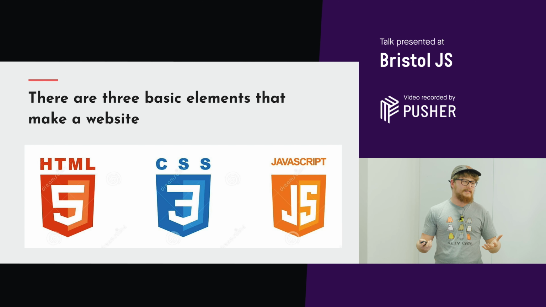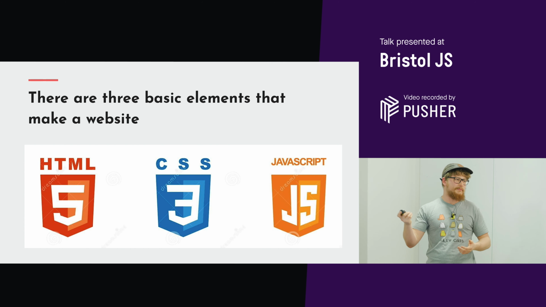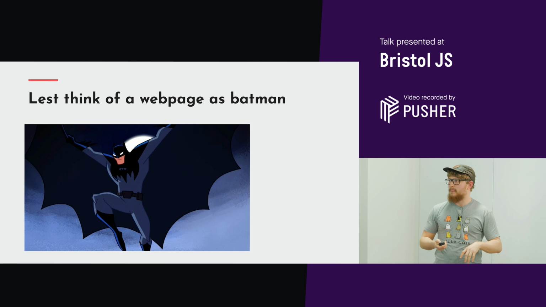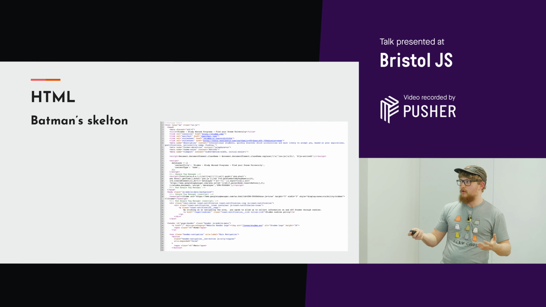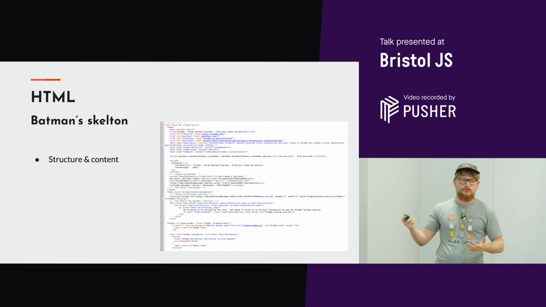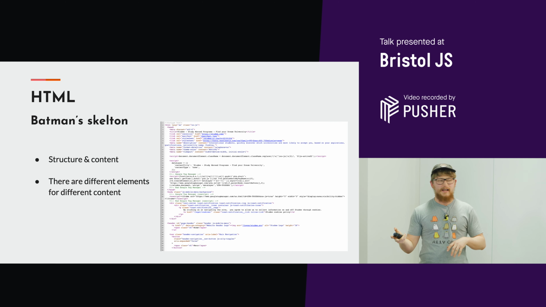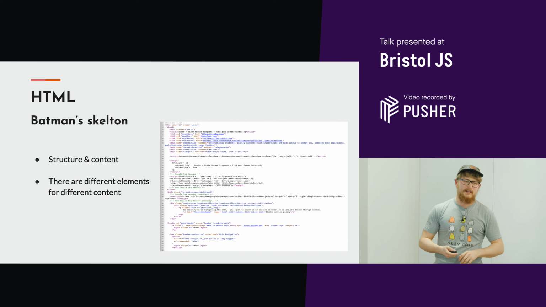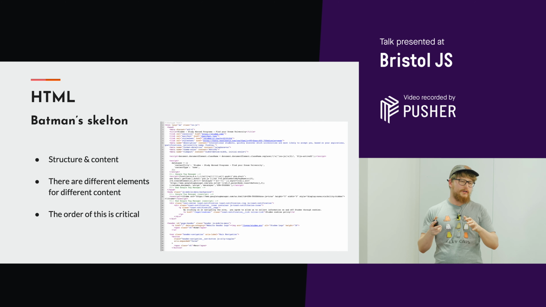For me, there's 3 basic elements that make up a website. We've got HTML, CSS, and JavaScript. And if we think of these as Batman, HTML would be a skeleton. So it's a structure and the content. We've got specific elements, these specific jobs, a paragraph element for a paragraph, different header elements for different types of heading. And the order of this is really important. So if you had a book, and on the front cover was the title for the first chapter, where the title for the first chapter was the title of the book, it wouldn't make any sense. Exactly the same for HTML.